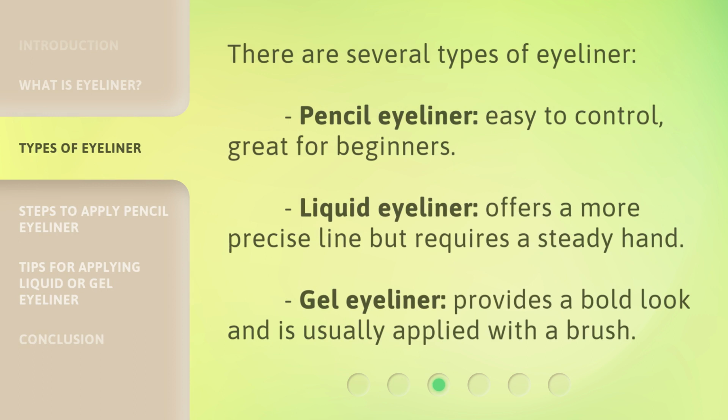There are several types of eyeliner. Pencil eyeliner, easy to control, great for beginners. Liquid eyeliner, offers a more precise line but requires a steady hand. Gel eyeliner, provides a bold look and is usually applied with a brush.